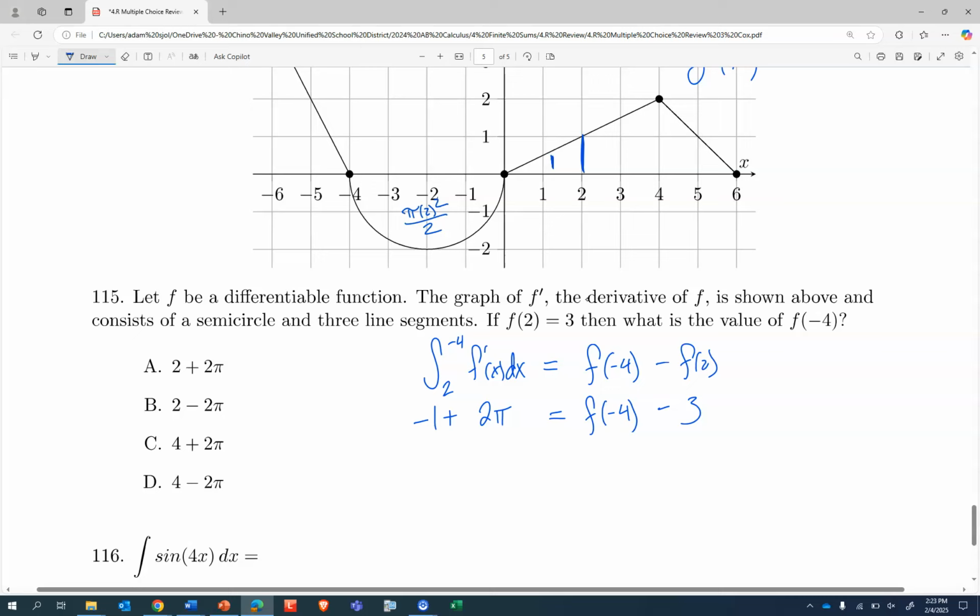The negative 1, the heights are positive, and the widths are negative, so that counts as a negative 1 area. For the semicircle, for these representative rectangles, all the widths are negative, the heights are negative, the whole area we're going to count as positive in this case. Okay, f of negative 4 down below, add 3 is going to be 2 plus 2 pi. All right, feeling good.